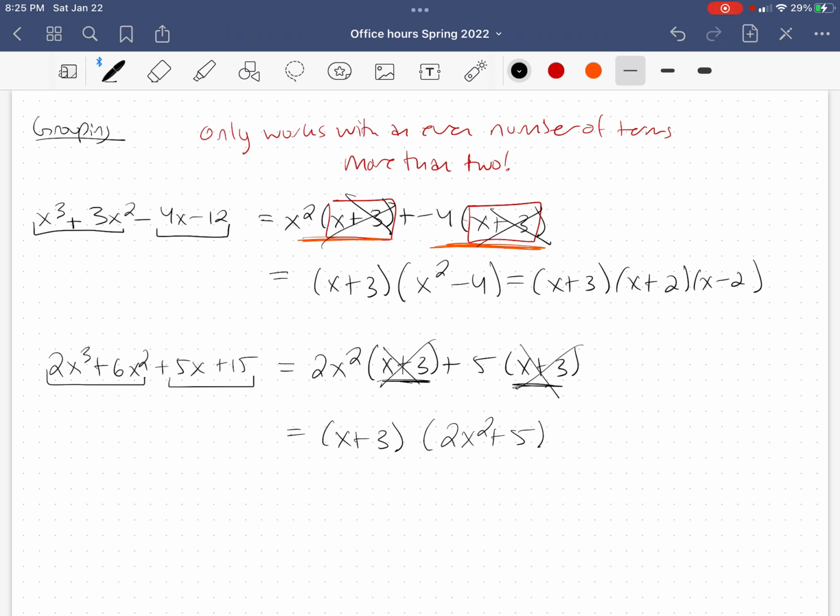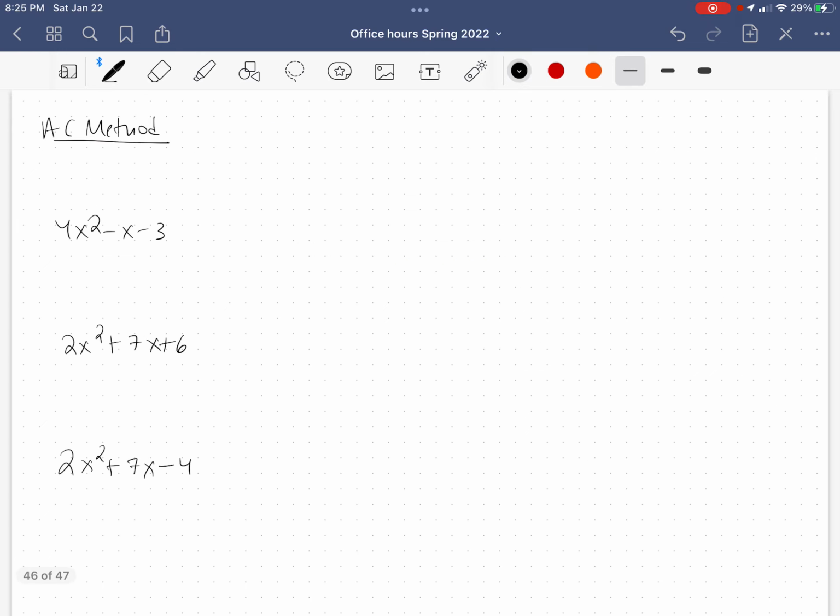factor further. All right, now, we did factoring by grouping because it's going to help us with the next method. I call this the AC method. It is for general quadratics. It is called AC because the first step is literally to take A and C and multiply them.